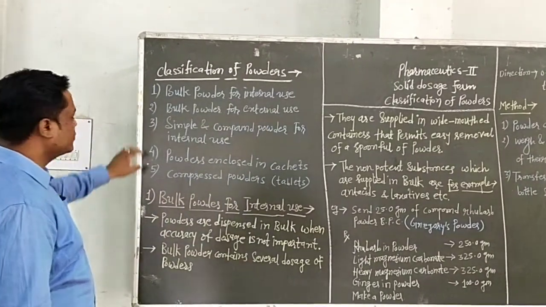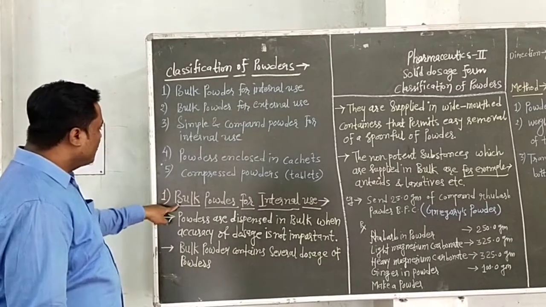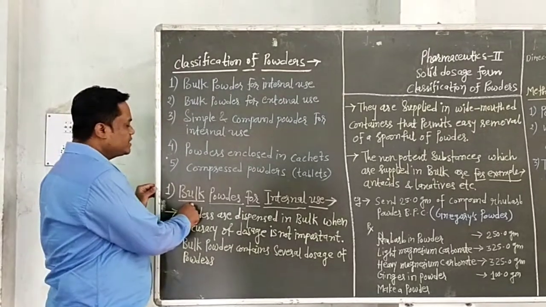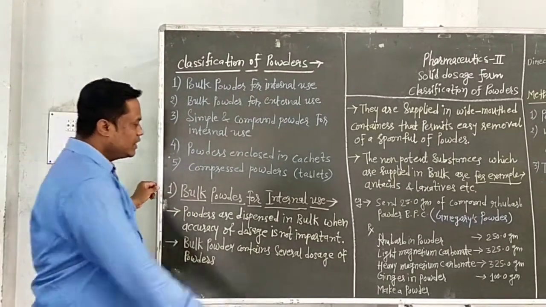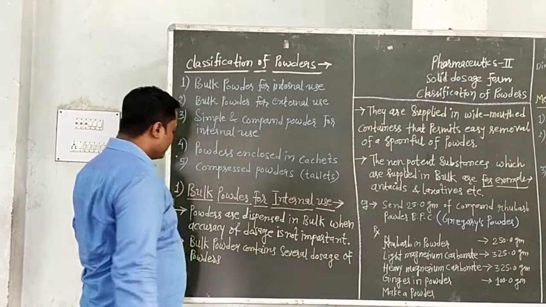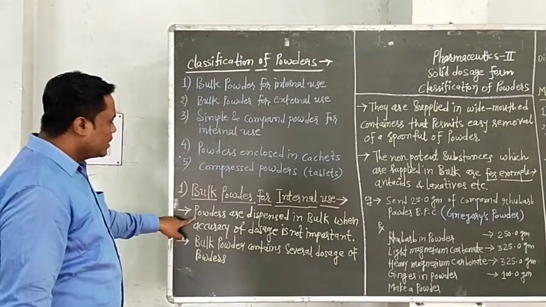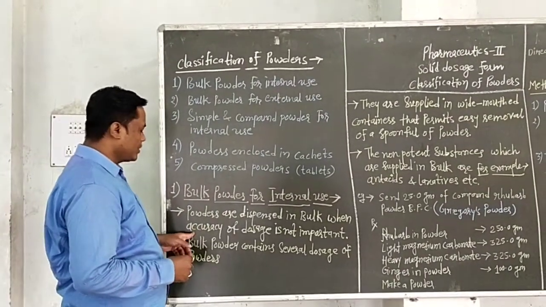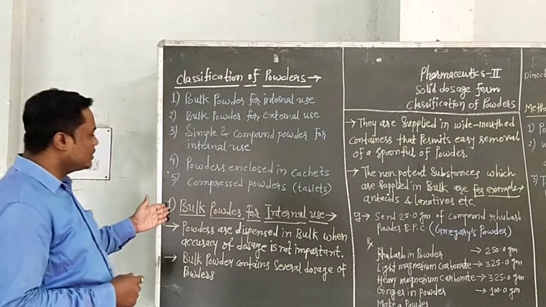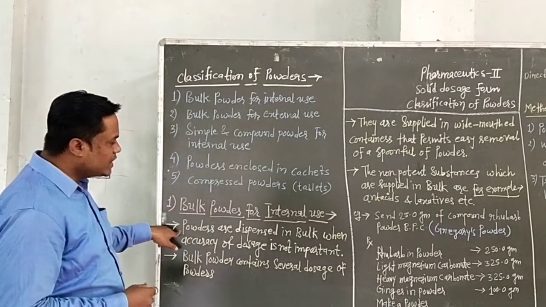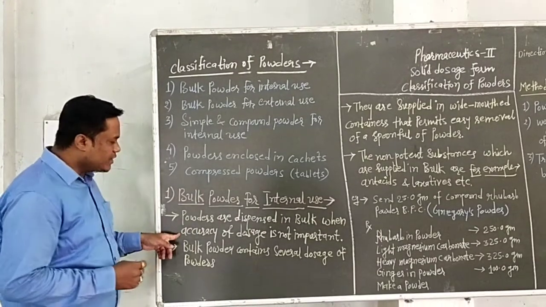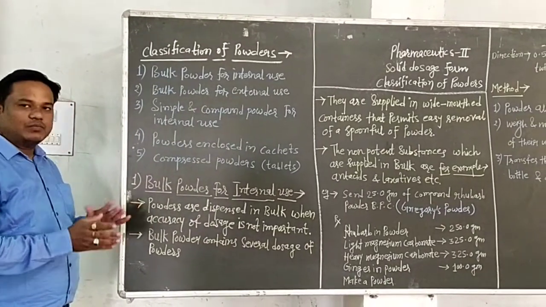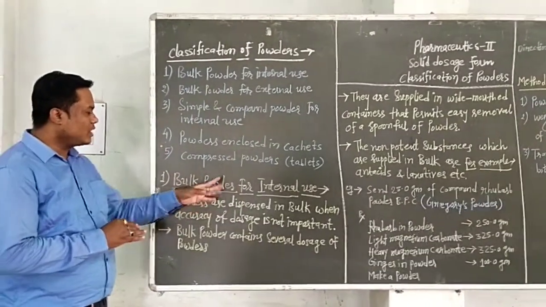In this lecture we will see the first one, that is bulk powder for internal use. Bulk powder means large doses of powder, and it is used internally. The powders are dispensed in bulk when accuracy of dosage is not important. Means accuracy is not important, then we use bulk powder for internal use.